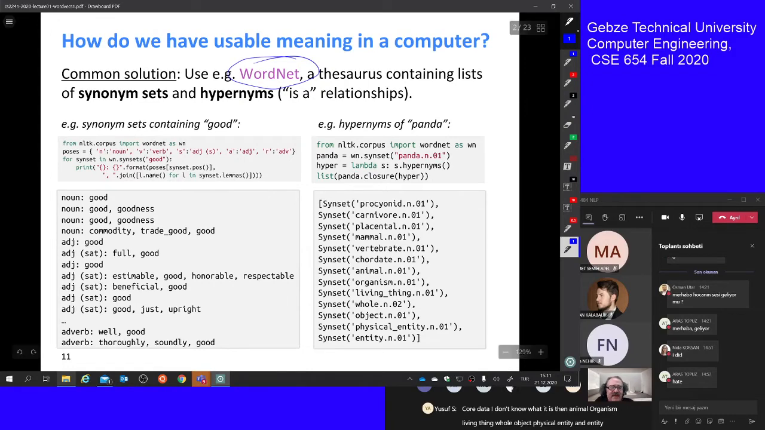So it goes all the way. Everything in WordNet is an entity. Some of them are physical entities. Some of the physical entities are objects. So there is a relationship between them. It goes like that.